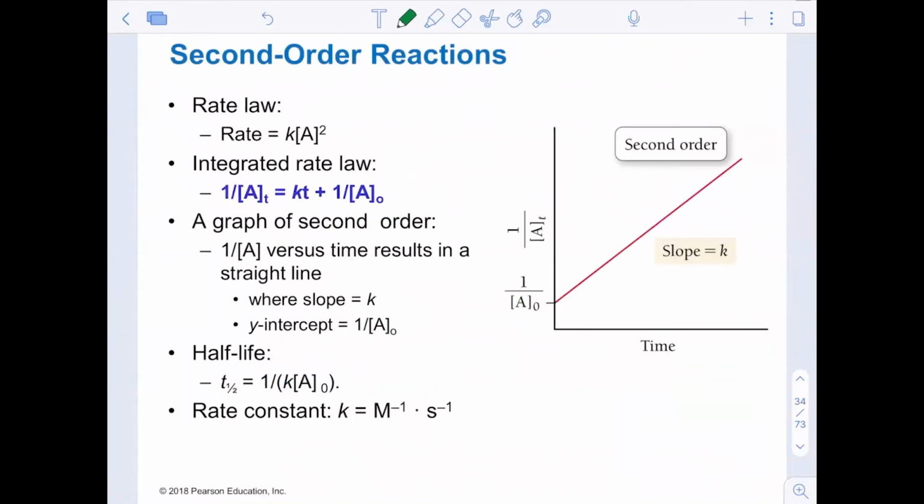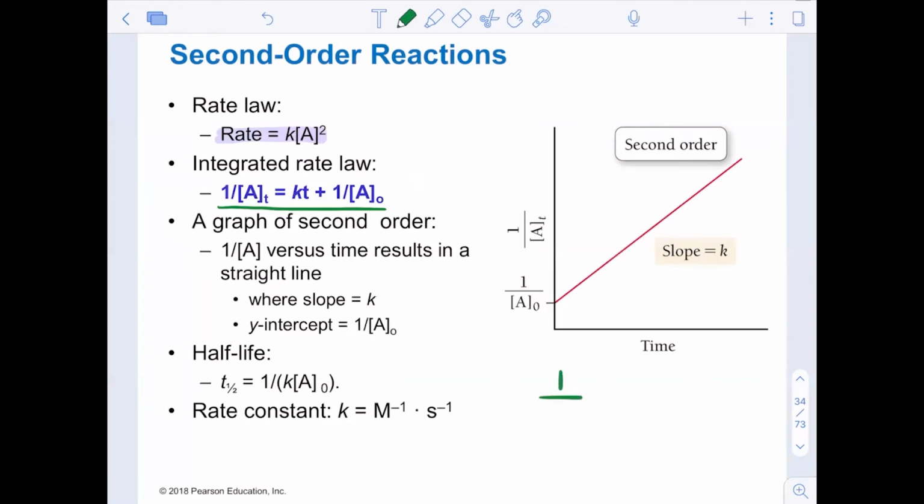For second order reactions, remember this is the rate: rate is equal to k times the concentration of reactant A squared. The integrated rate law shows up to be 1 over A at time t is equal to kt plus 1 over A initial. Now again, this would result in a straight line. If we plotted the data with this setup, then we would see a straight line graph, and the same type of y equals mx plus b format.